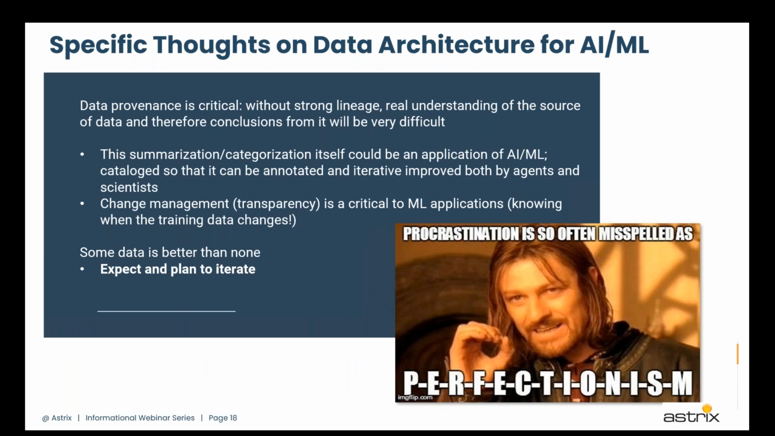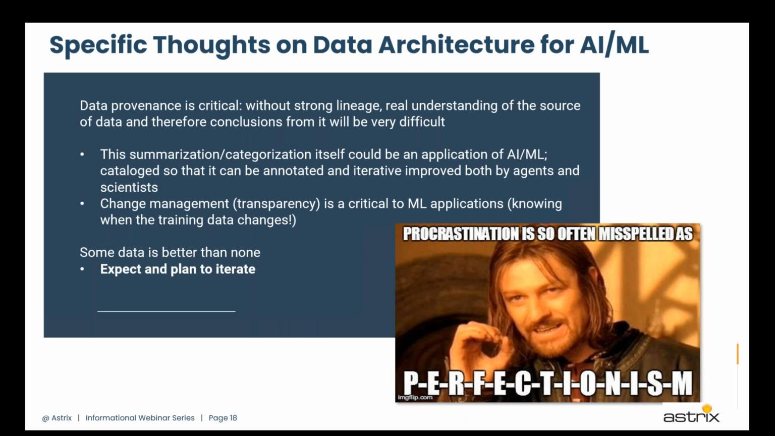Some very specific thoughts related to data architecture and AI ML. Provenance of the data, which is always an important thing to us in science, is of particular importance for AI ML. We want to understand what models are good at doing and to use models appropriately. We want to understand where the data that they're being trained on and used on in the ML space actually comes from. Part of that is the forensics that may need to happen afterwards.